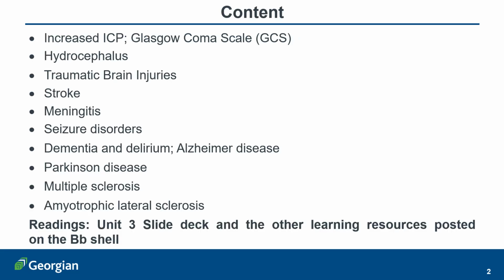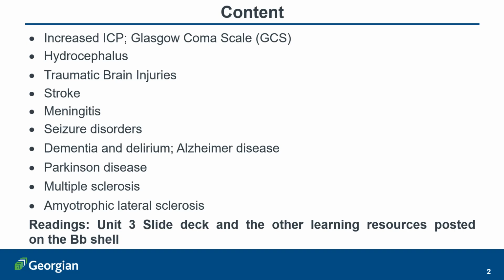Here's the content that we're going to be going through. We'll discuss ICP, or intracranial pressure, in great detail. And yes, the Glasgow Coma Scale is the scale that's used to assess neurological functioning, especially in clients with increased ICP.